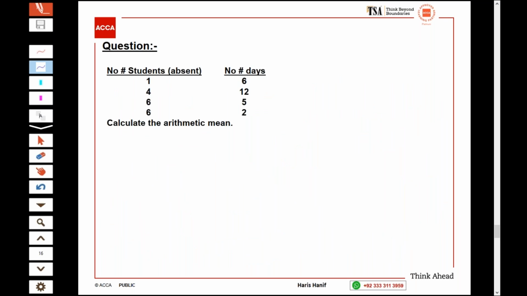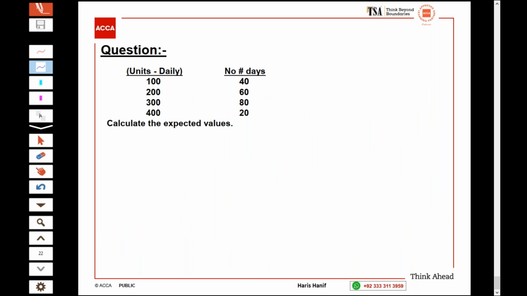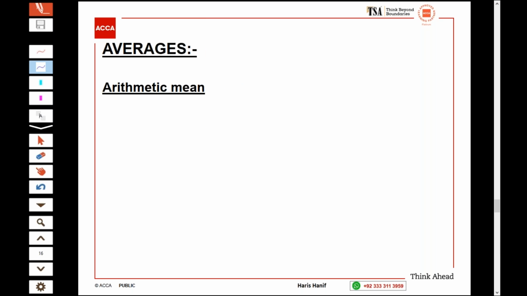These are averages. And number 1, arithmetic mean.